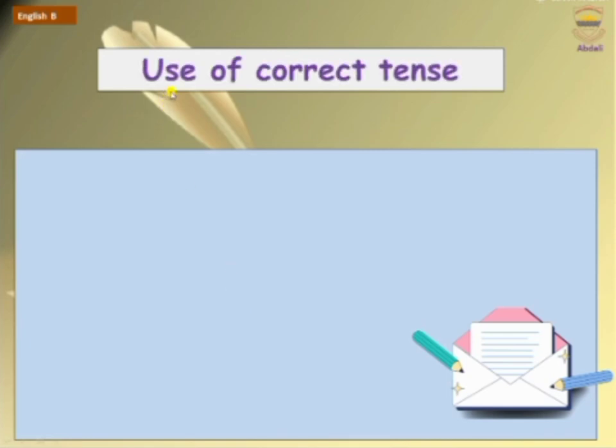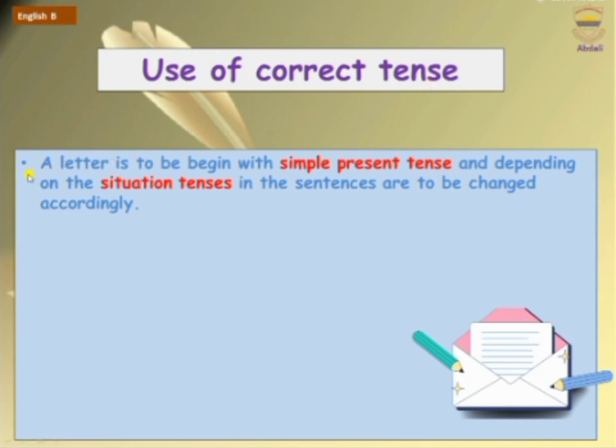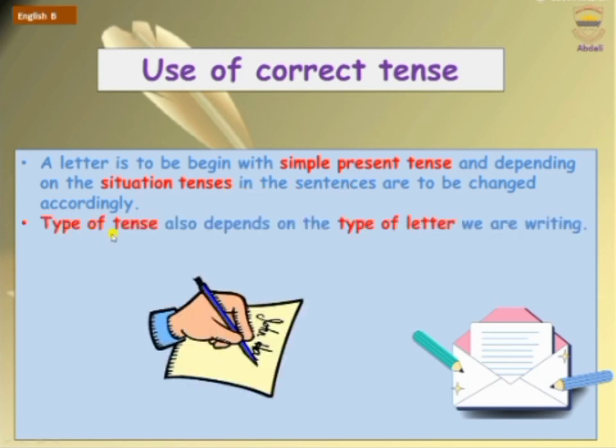Let's move on to the usage of appropriate tense while writing a letter. How do we use correct tense? A letter is to begin with simple present tense, and depending on the situation, tenses in the sentences are to be changed accordingly. Types of tenses also depend on the types of letter we write.